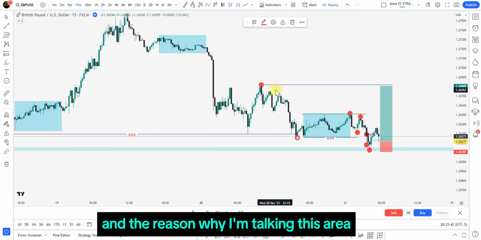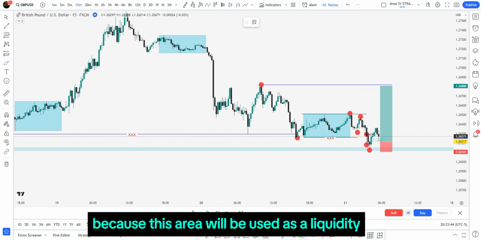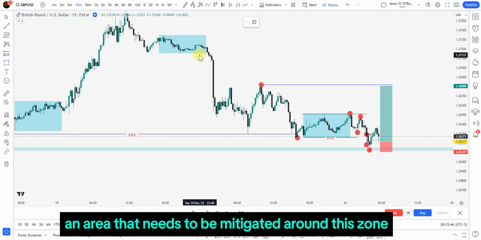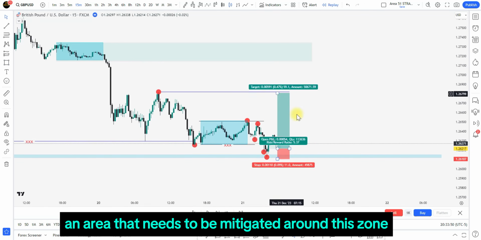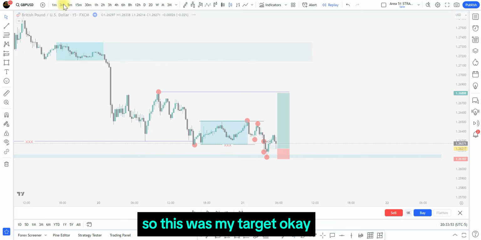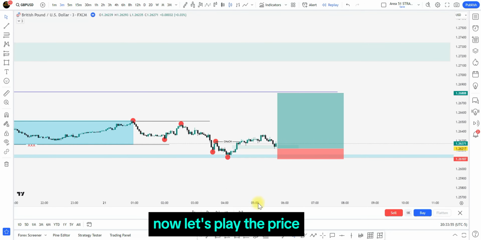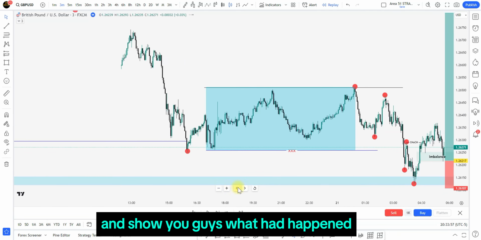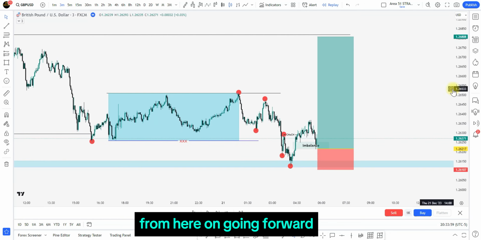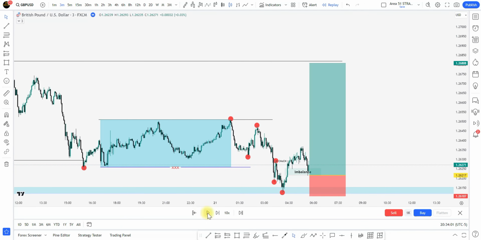And the reason why I'm targeting this area is because this area will be used as a liquidity, since we have an area that needs to be mitigated around this zone. So this was my target. Okay, now let's play the price and show you guys what happened from here on going forward.